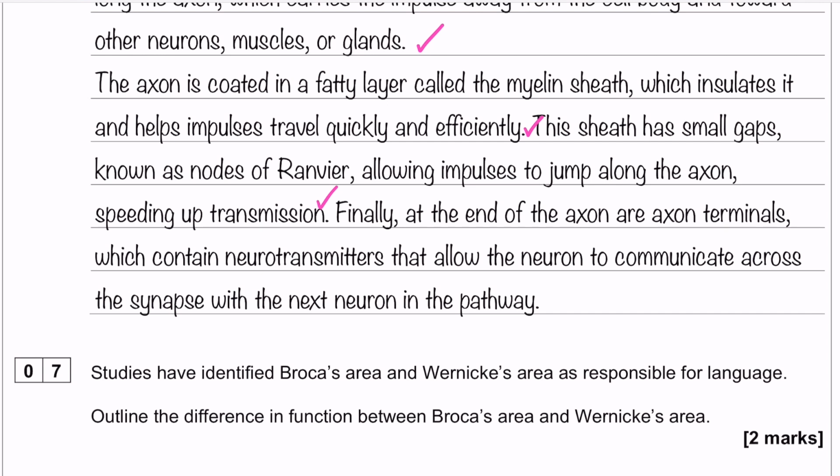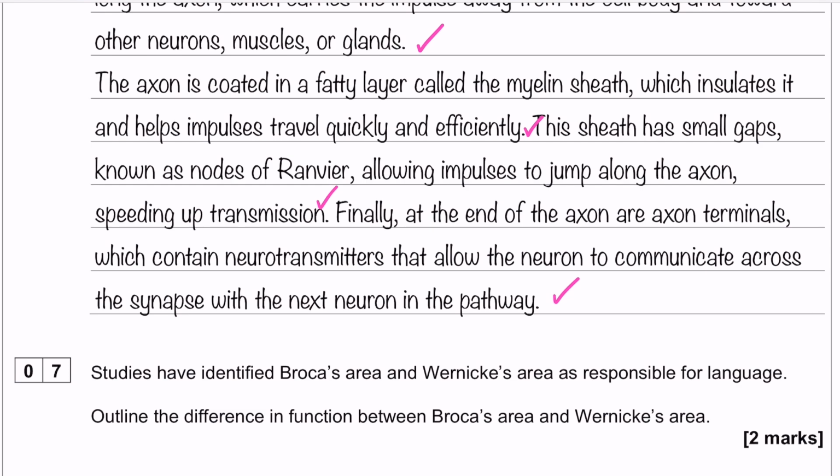Then your final mark comes from mentioning that at the end of the axon, you have the axon terminals, which contain the neurotransmitters that allow the neurons to communicate across the synapse with the next neuron in the pathway. And there is your 6th mark.